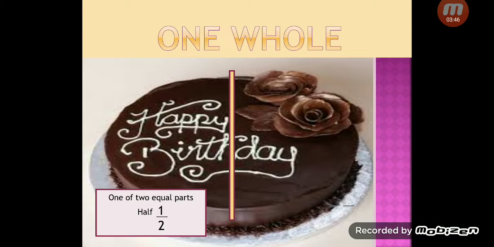How many parts do I have? I have two equal parts. So for a fraction, I will make a line, and below the line I will write the total number of equal parts, whereas above the line I will write the number of the part which we are considering. So the fraction for one part is 1 by 2 or half. For the other half also, the fraction is 1 by 2.